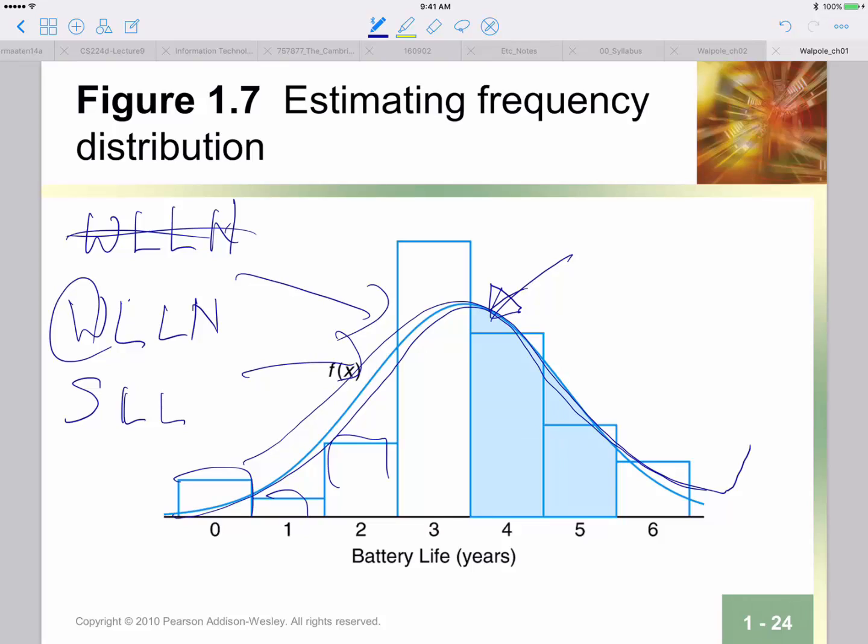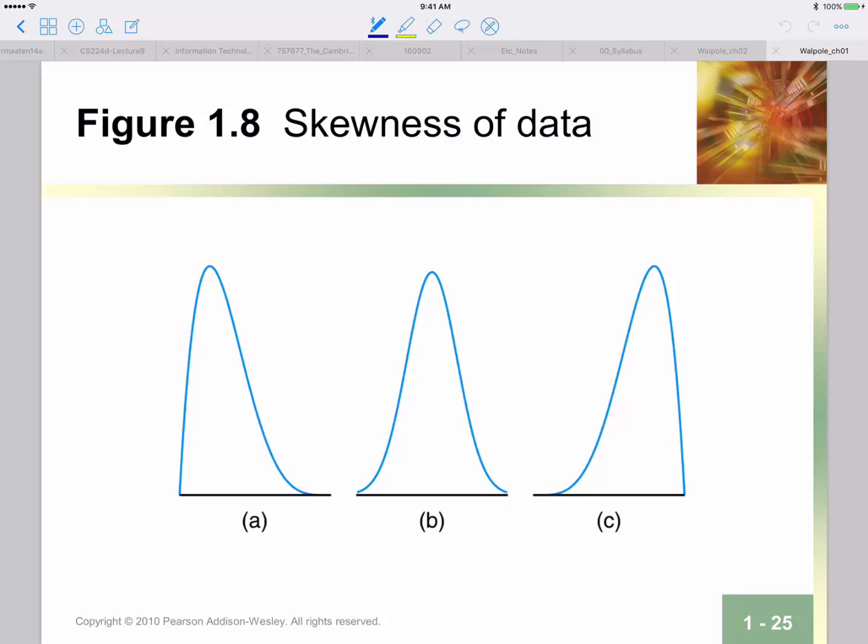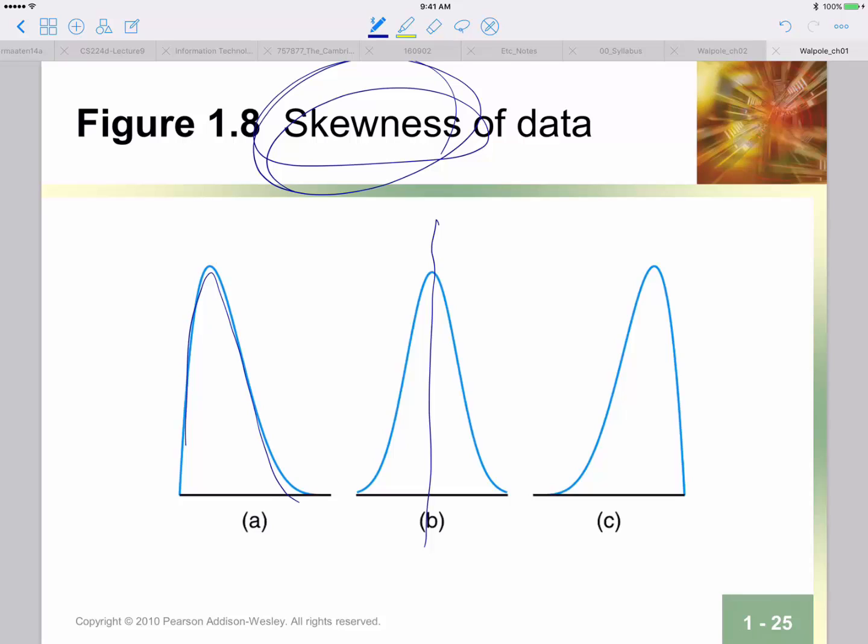Okay, so that is the main message of this law of large numbers. Basically, large number is the king. Large number of samples. Okay, and there is skewness. Skewness is about symmetry. So suppose this is a probability distribution. This is symmetric, which is not skewed at all.